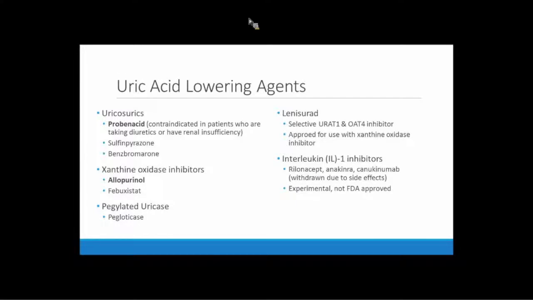Benzbromarone is approved in Europe, but because there was a hepatic toxicity signal, the FDA never approved it here. It worked up to a creatinine of 2.5, I'm told. And then the mainstay are the xanthine oxidase inhibitors, of which allopurinol is the mainstay, the Mount Sinai drug, the devil we truly know, with a long track record.